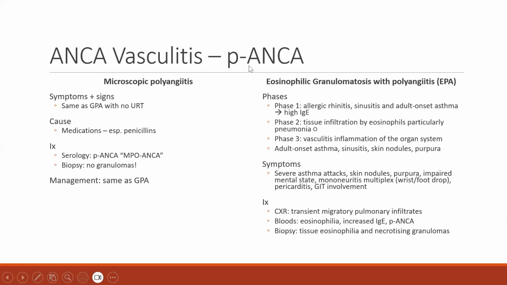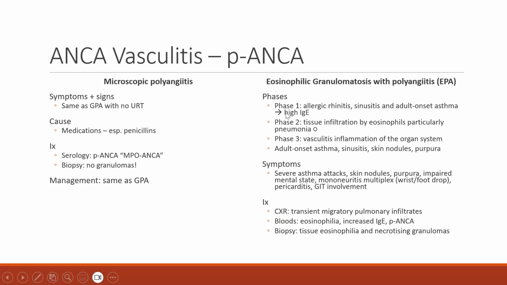Other vasculitis, we have P-ANCA vasculitis. We have microscopic polyangiitis, which is exactly the same as GPA, except they don't have any upper respiratory symptoms. Cause can be medications, especially penicillin. Serology, they get P-ANCA and they don't have any granuloma. And management is the same with all of them.